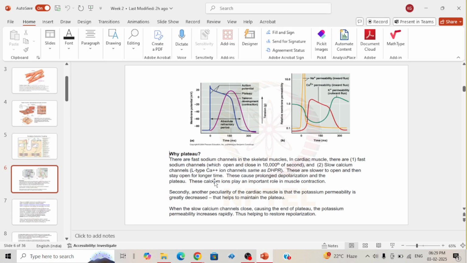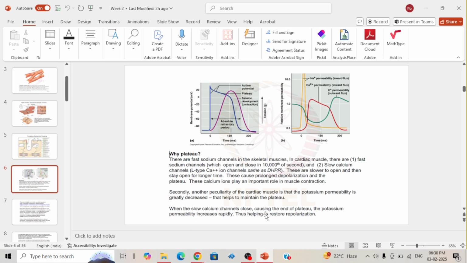So yes, what happens is this causes the prolonged depolarization and the plateau. These calcium ions play an important role in muscle contraction. Secondly, another peculiarity of the cardiac muscle is that the potassium permeability is greatly decreased. That helps to maintain the plateau. As I told you, because potassium ions help in bringing the action potential back to normal, their permeability is decreased to keep the cell in the depolarized state.